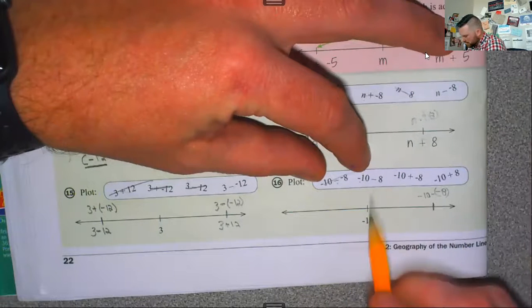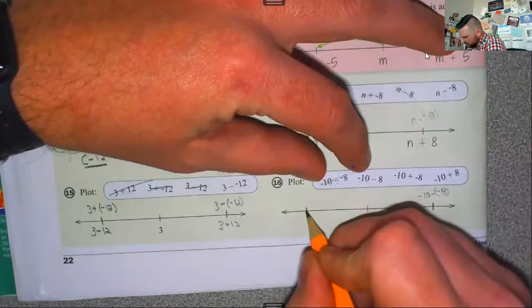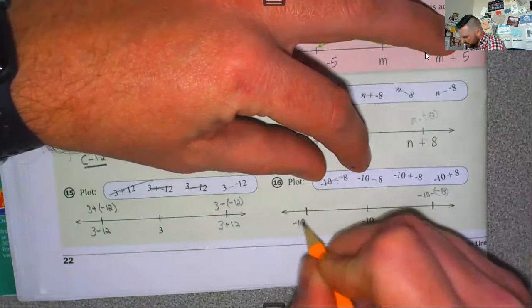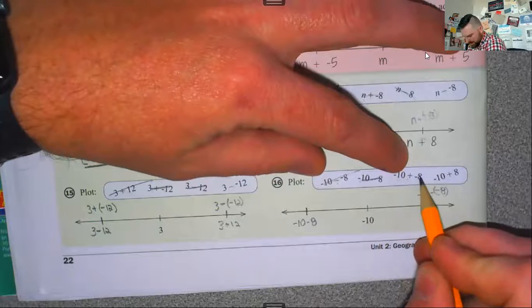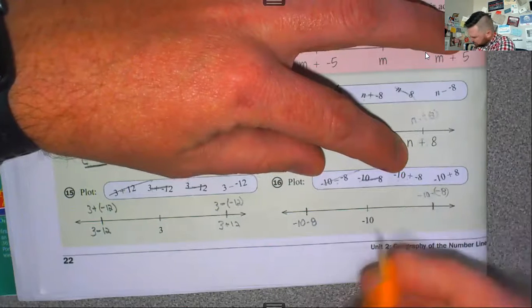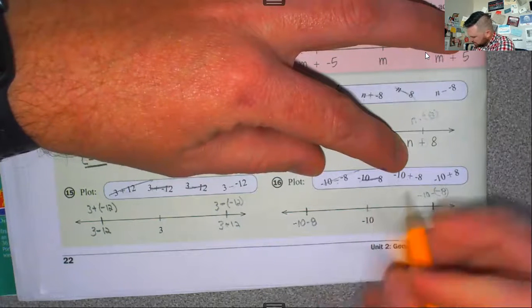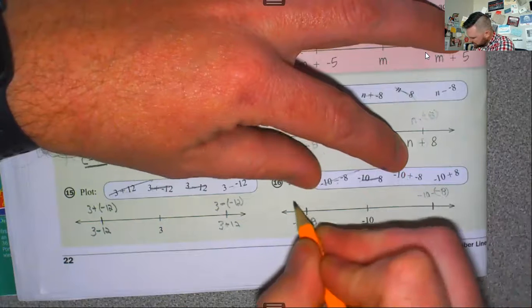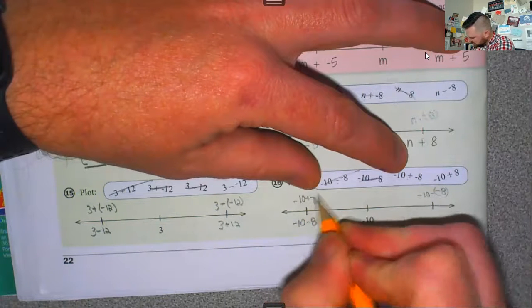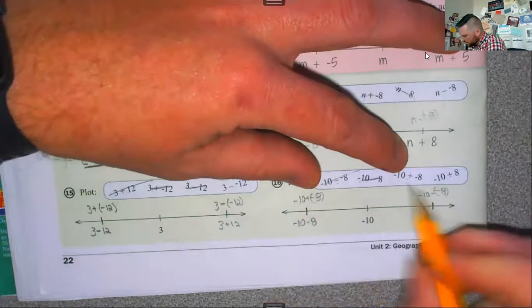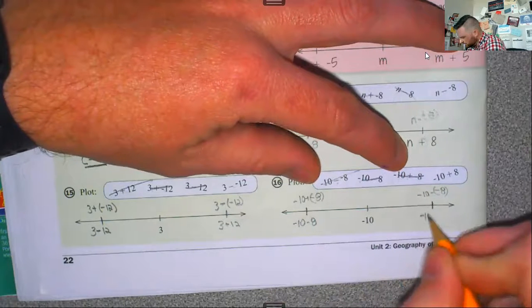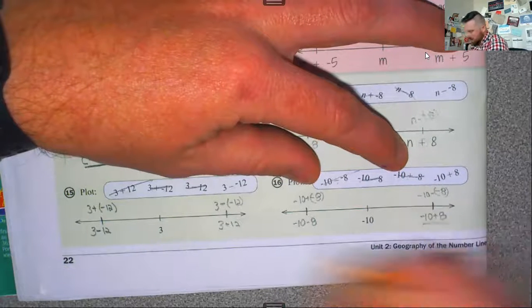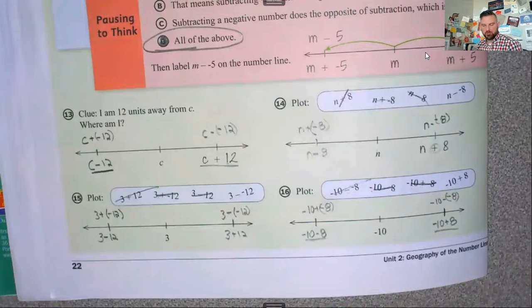Negative 10 minus 8, so we're going to the left 8. So negative 10 minus 8. Negative 10 plus negative 8. So negative 10 plus negative 8. Negative 10 plus a negative tells you to go left. And then negative 10 plus 8. So negative 10 plus 8 would be over here. And again, I wrote the ones on the bottom that we prefer to see because those are the most simplified versions.